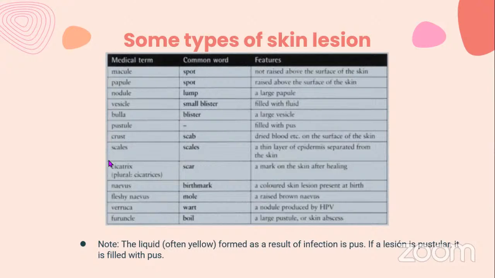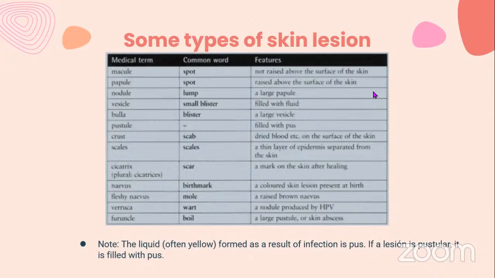Crust, common word, scab, features dried blood on the surface of the skin. Scales, a thin layer of epidermis separated from the skin. Cicatrix, plural cicatrices, common word scar, features a mark on the skin after healing. Nevus, birthmark, features a colored skin lesion present at birth. Fleshy nevus, mole, features a raised brown nevus.